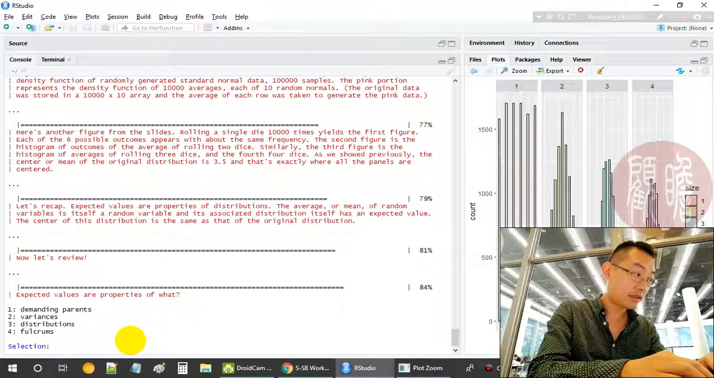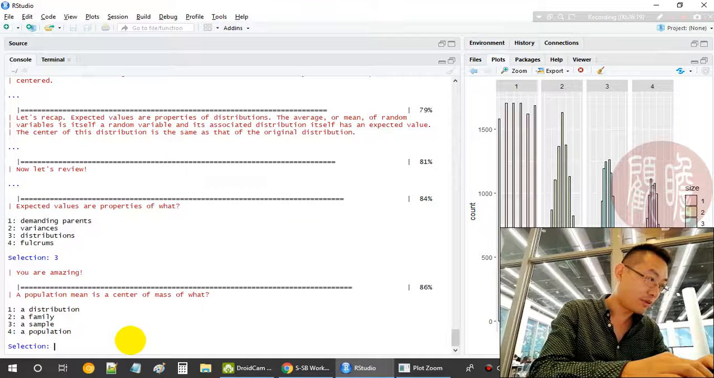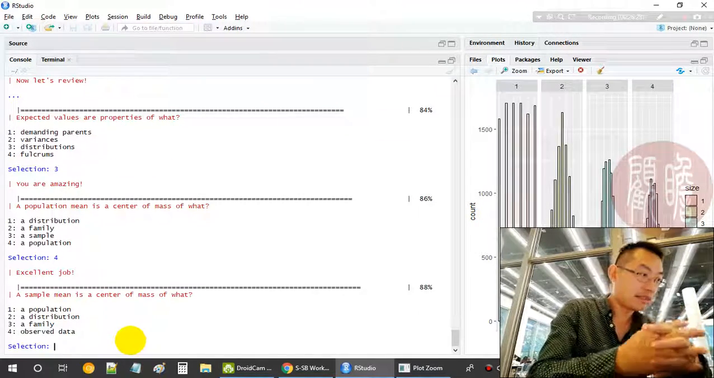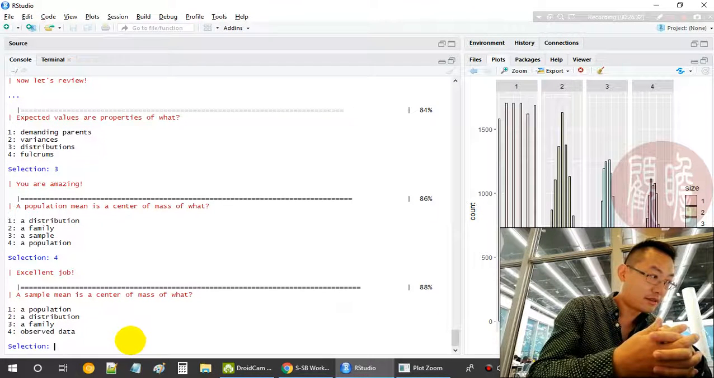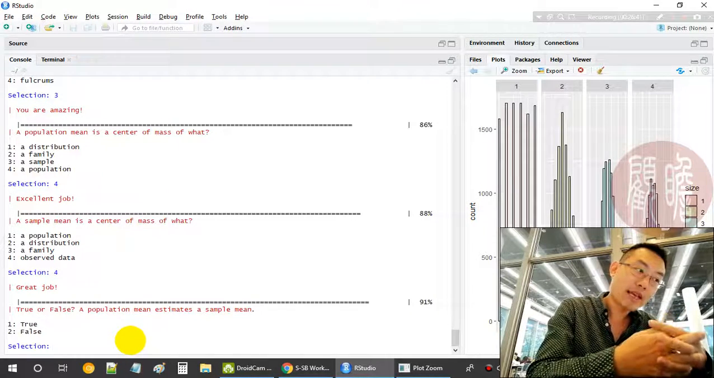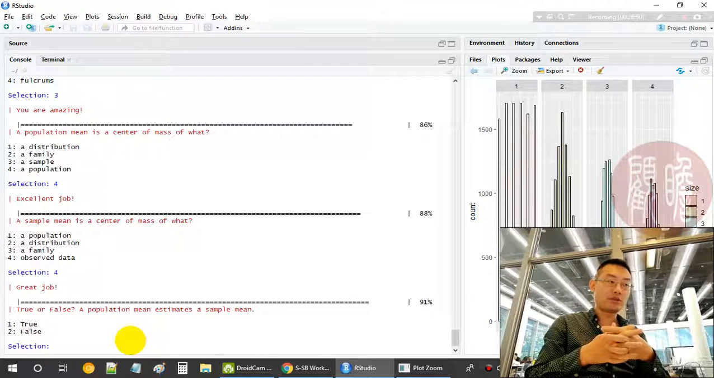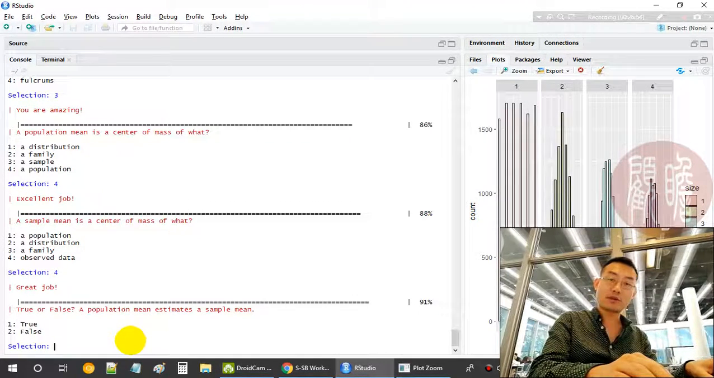Expected values are properties of a distribution. A population mean is the center of mass of a population. A sample mean is the center of mass of observed data. Observed data is the sample. True or false? A population mean estimates a sample mean. Is it right? We should say a sample mean estimates a population mean. The sample mean is observable, and the population mean most times is not observable. It's not known. So we use what we know to estimate what we don't know. So it should be false.